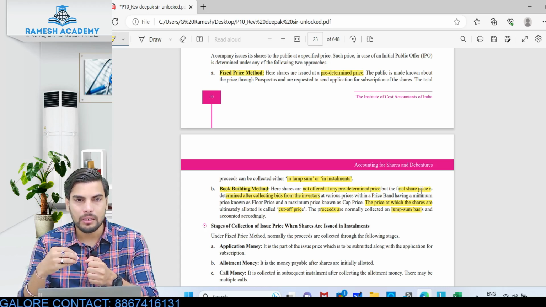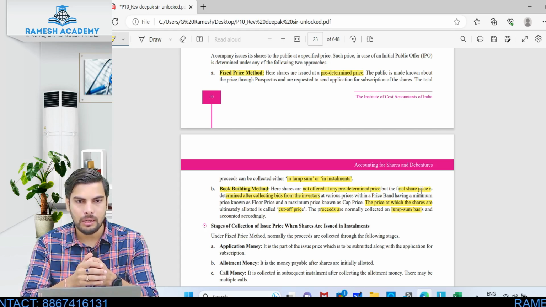Will it be collected in installments? No. Here the amount will be collected in a single shot, that is, in lump sum. Clear?